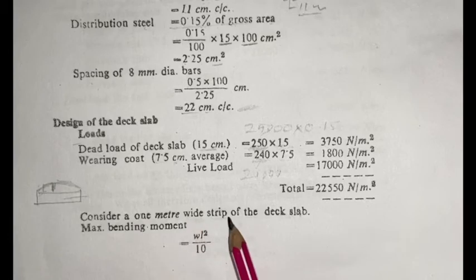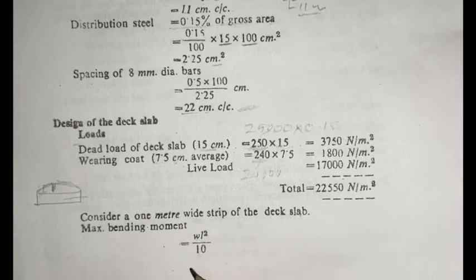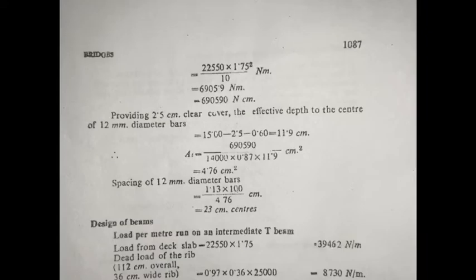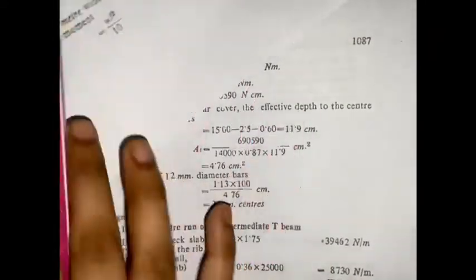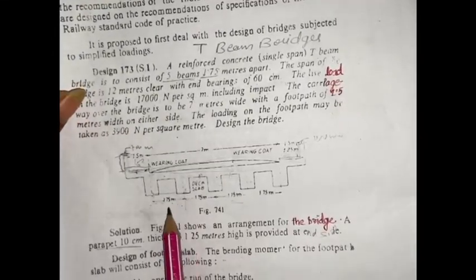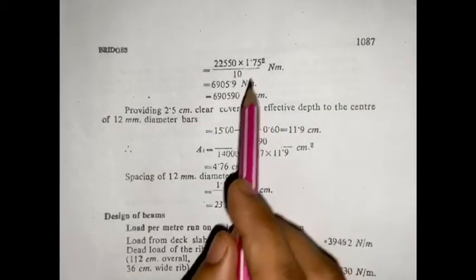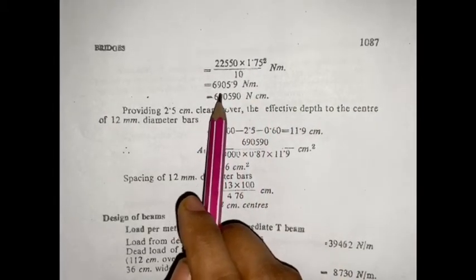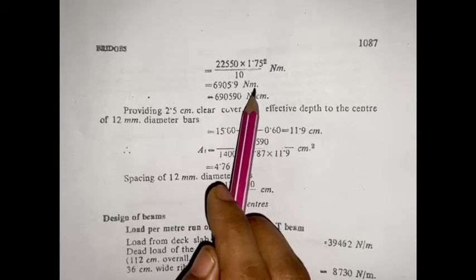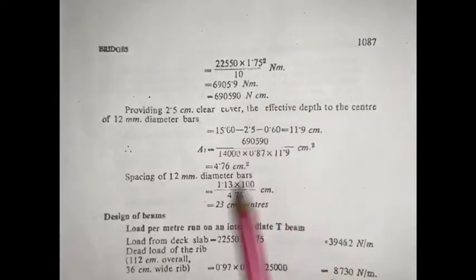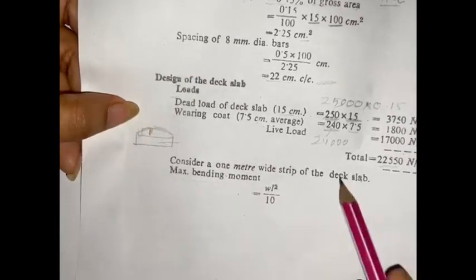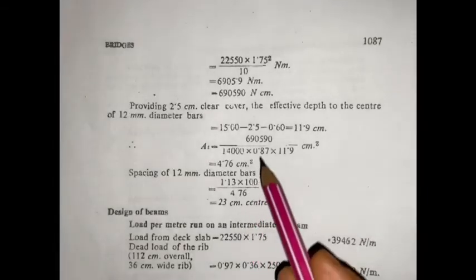Considering a 1 meter wide strip of the deck slab, for the maximum bending moment we have the formula WL square divided by 10. So this load is W, and L is the length, from here to here the length is 1.75 meter, so WL square divided by 10, and we got 6905 Newton meter. Okay, 690,590 Newton centimeter. This is the maximum bending moment for the deck slab for 1 meter.